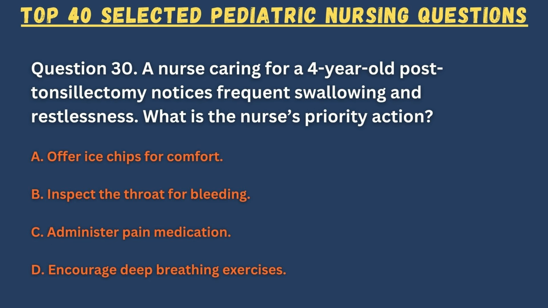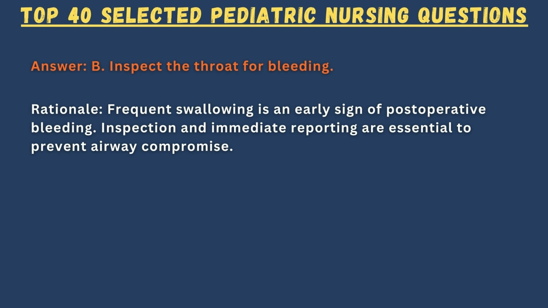Question 30. A nurse caring for a 4-year-old post-tonsillectomy notices frequent swallowing and restlessness. What is the nurse's priority action? A. Offer ice chips for comfort. B. Inspect the throat for bleeding. C. Administer pain medication. D. Encourage deep breathing exercises. Answer. B. Inspect the throat for bleeding. Rationale. Frequent swallowing is an early sign of postoperative bleeding. Inspection and immediate reporting are essential to prevent airway compromise.